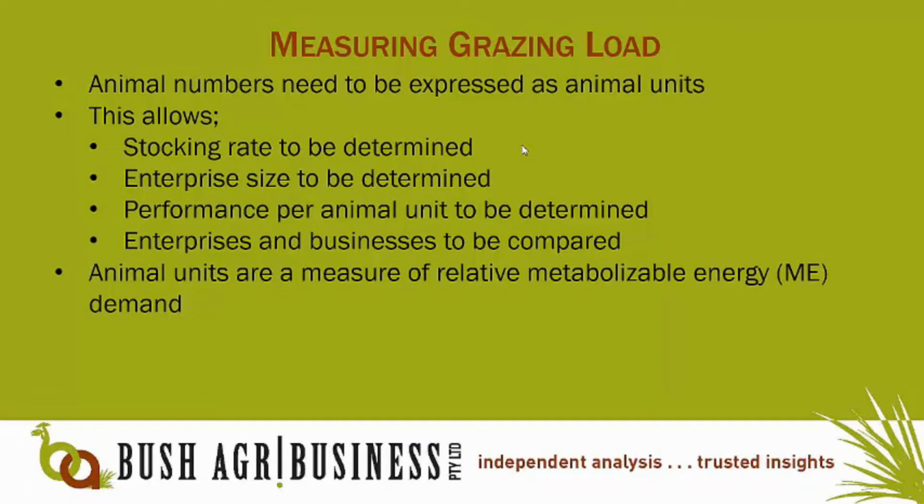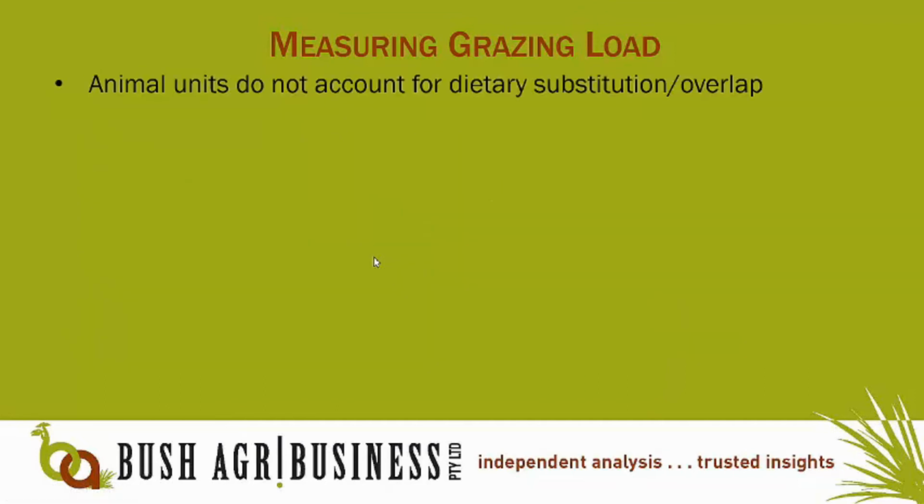The animal units are a measure of relative energy demand, effectively, which is a proxy for intake. They're a proxy for what animals are going to eat by way of intake. An important thing to remember is that they don't account for dietary substitution or overlap, because that's going to be unique to the species you've got and the feed you've got there.